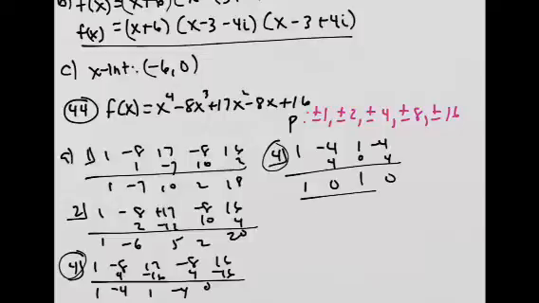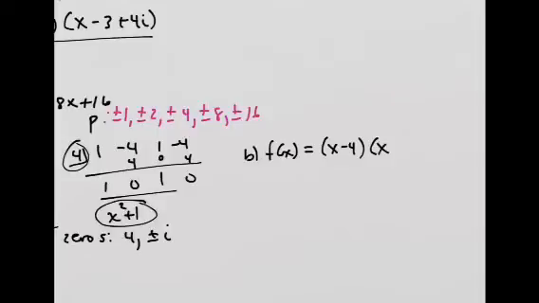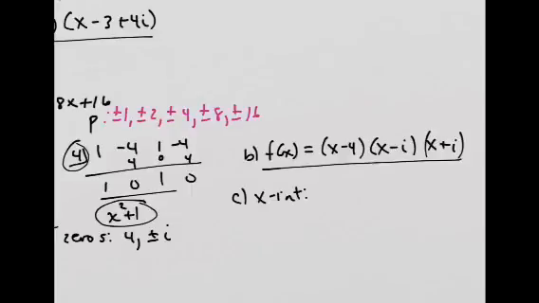So these three numbers right here, remember, mean x squared plus 1, right? So the zeros are going to be 4, multiplicity 2, and plus or minus i, because that's what this gives you right here. So when you write it in factored form, you're going to write f of x equals x minus 4 squared, then x minus i, x plus i. So there it is as a product of linear factors. For C, the x-intercept, this one's only going to cross the x-axis at 4, because the other two are imaginary.